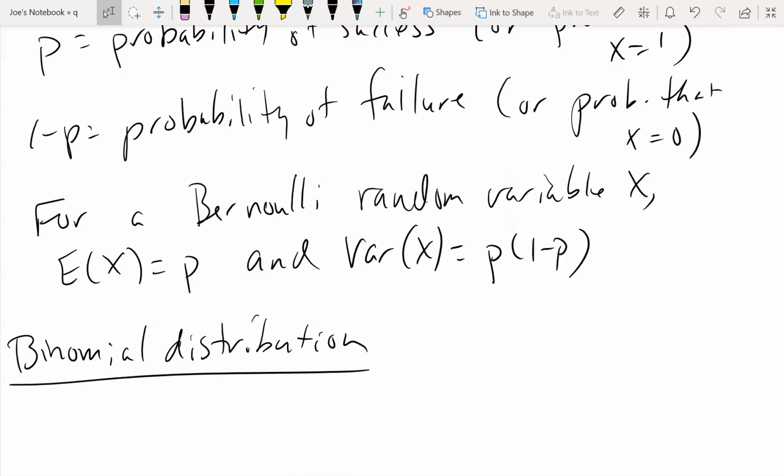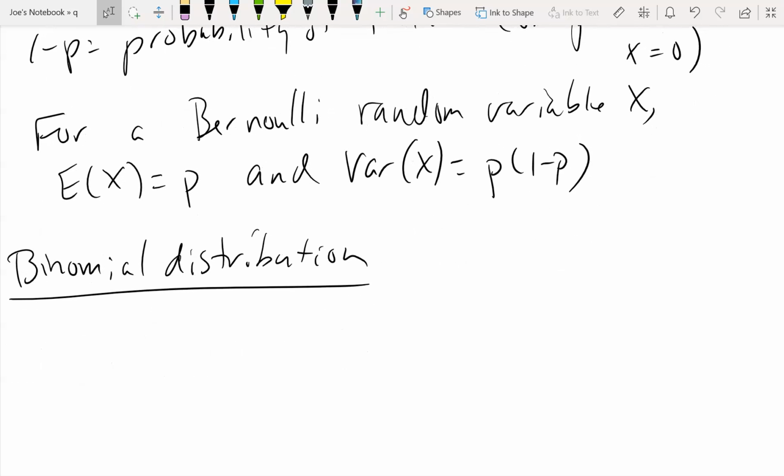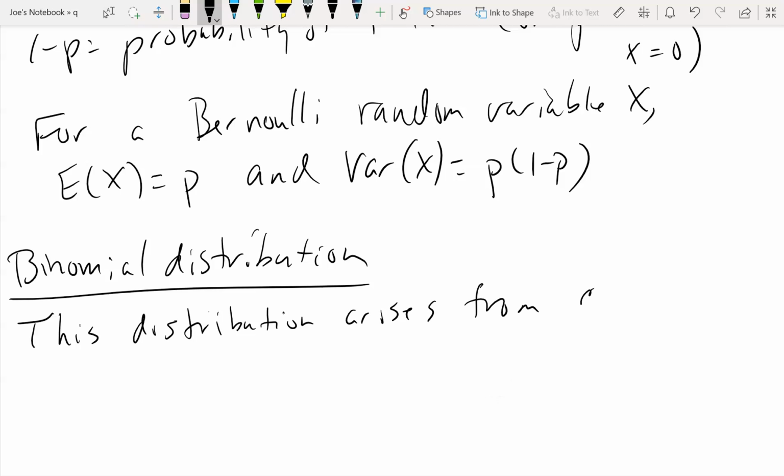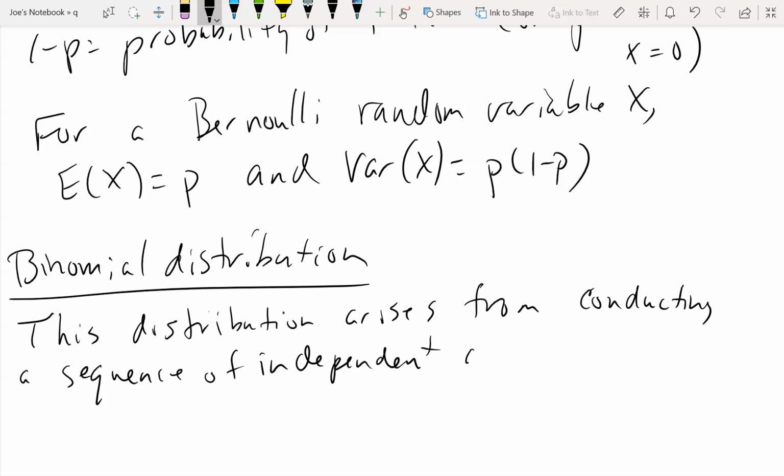All right. So when we get the binomial distribution, this distribution comes up from conducting a sequence of independent and identical Bernoulli trials.